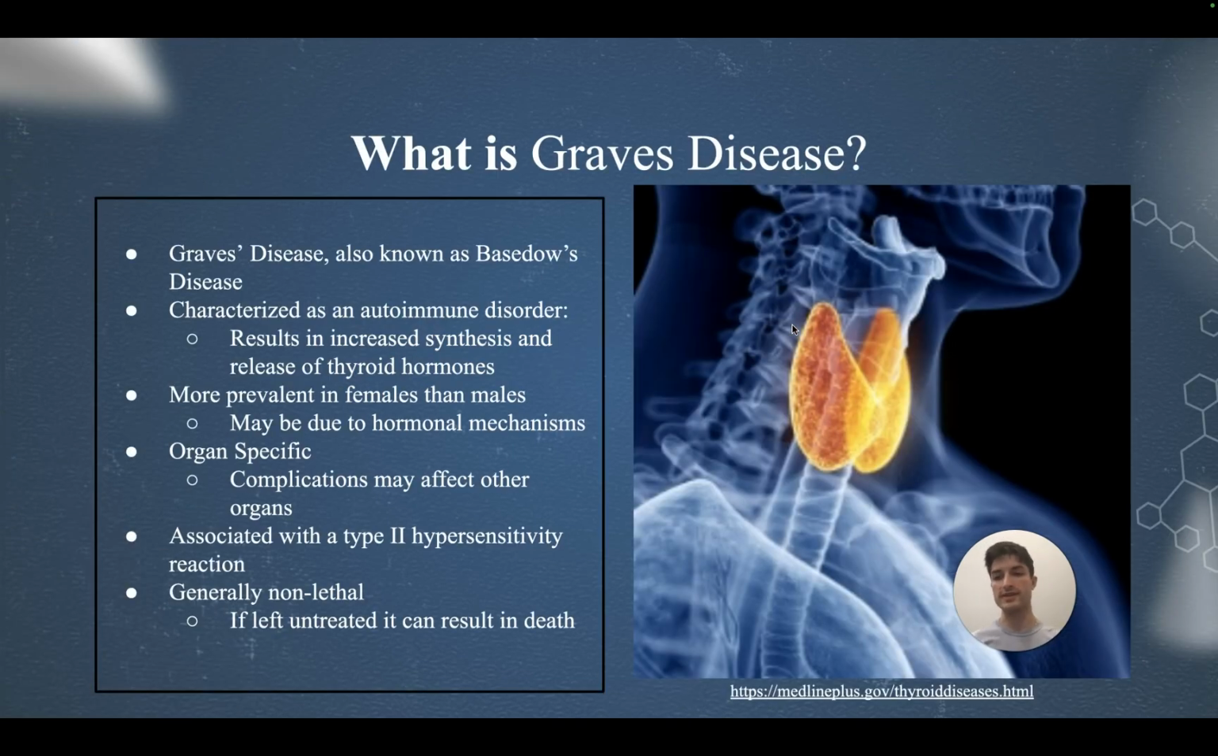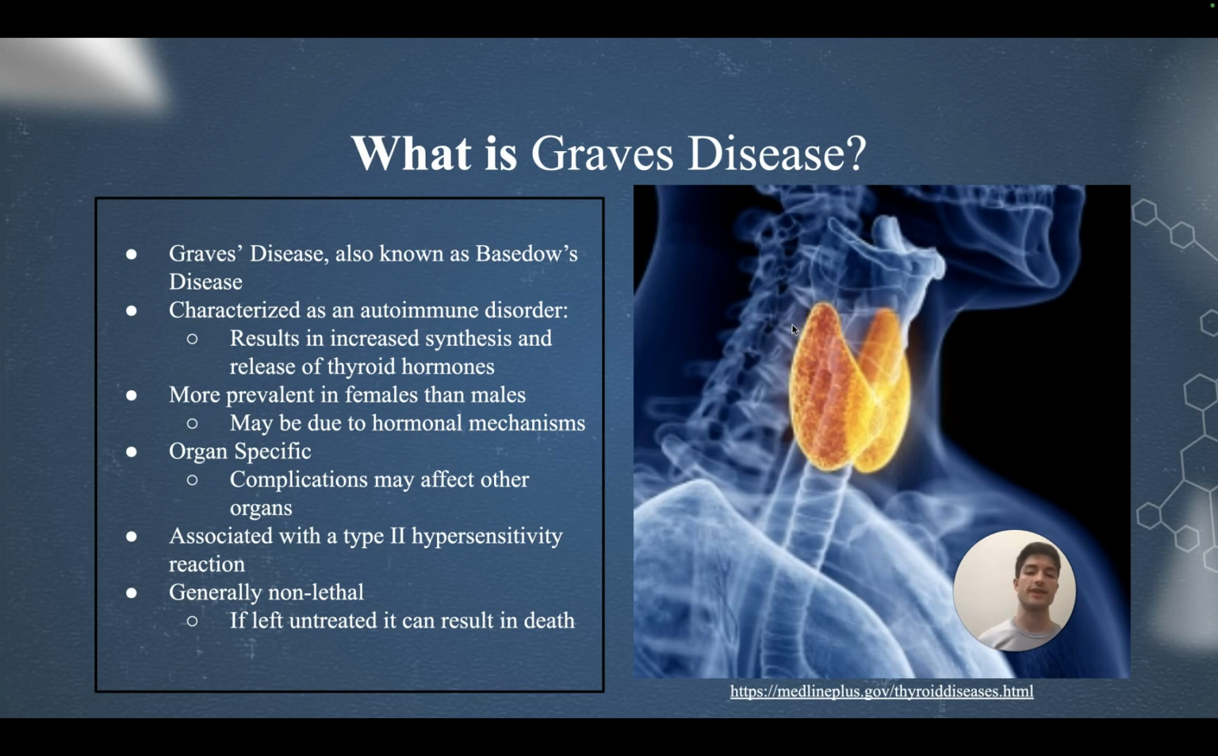So what is Graves' disease? Graves' disease is also known as Basedow's disease. It was originally termed the exophthalmic goiter, which is characterized as an autoimmune disorder that predominantly affects the thyroid gland. It results in increased synthesis and release of thyroid hormones, which causes many downstream effects. It's more prevalent in females than in males, and this may be due to hormonal mechanisms.